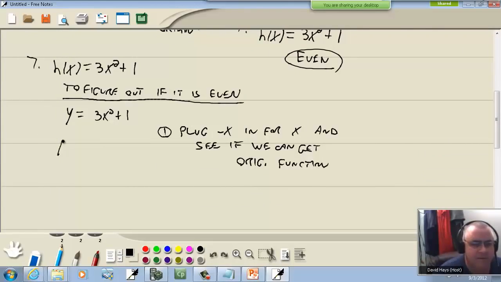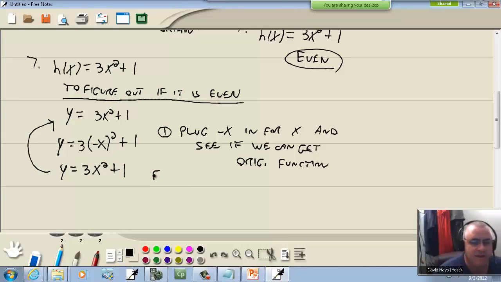So we'll plug negative x in for x and see if we can get the original function. Okay, so we got y is equal to 3, and then where the x was, I'll put in parentheses. Everything else remains exactly the same. But now I'm going to put negative x in for the x. So I put negative x inside the parentheses. Well, negative x times negative x gives us positive x squared. So after we simplify it, we see that we actually do get our original function. That's what tells us this is even.